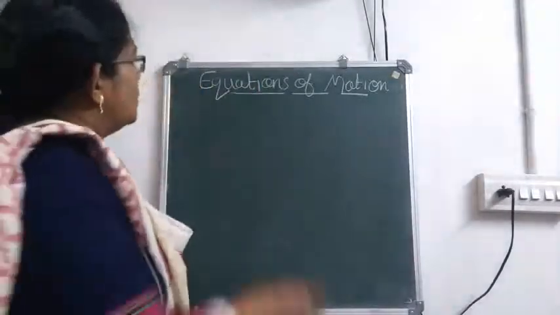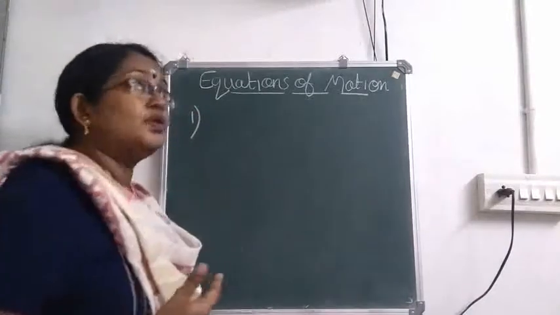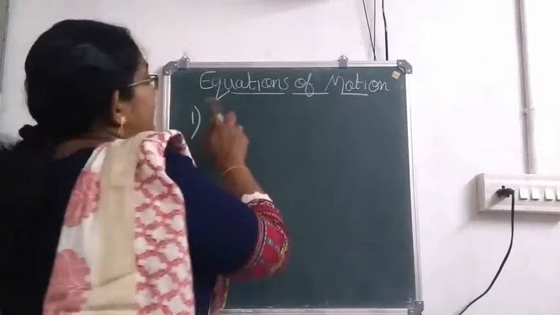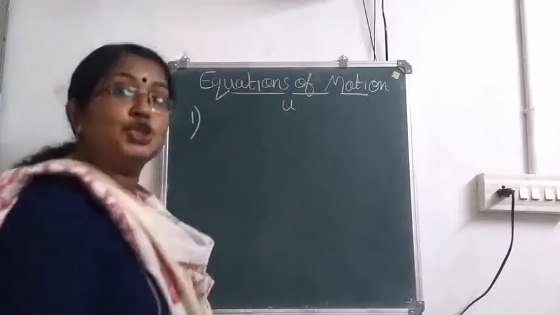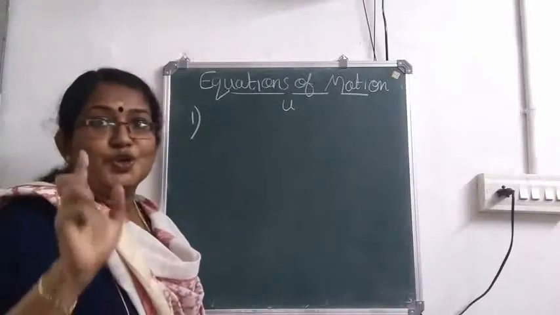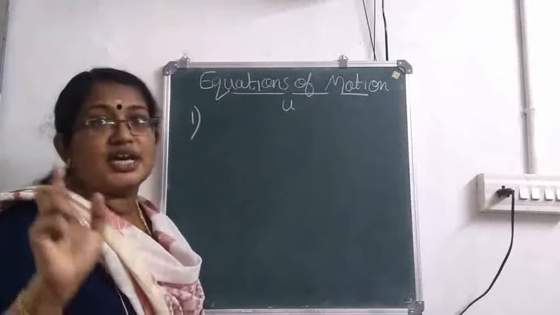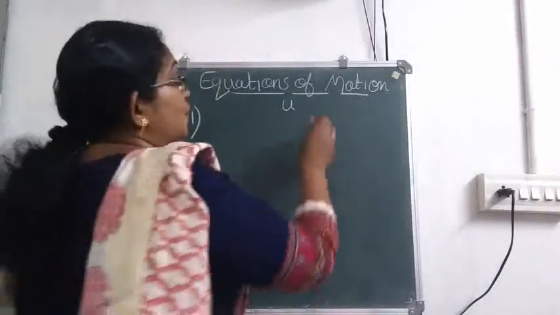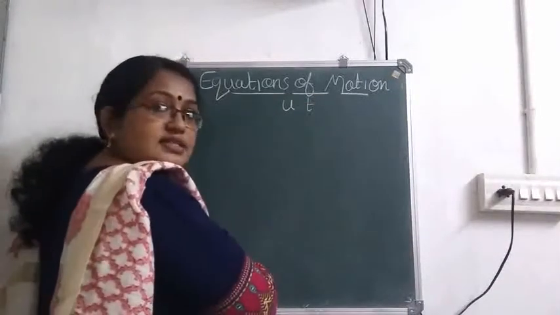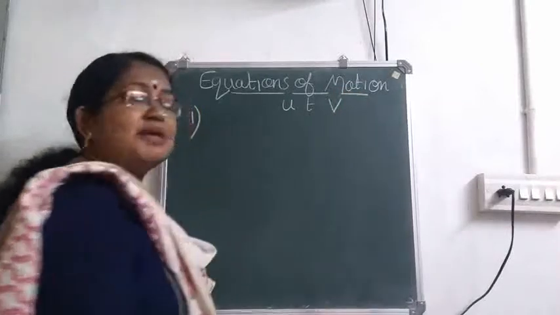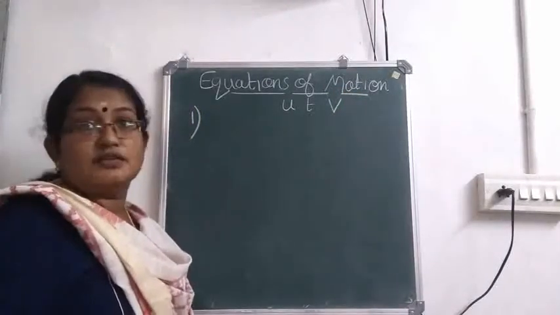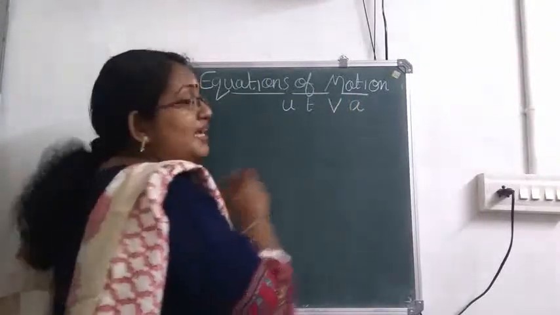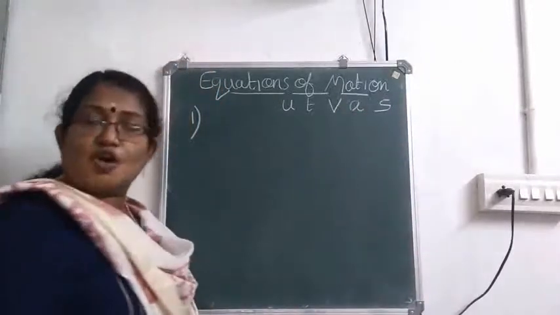So the first equation, and before that, here we are considering a body moving with an initial velocity u. Already I told you, small letter u stands for initial velocity. After time t seconds, its velocity becomes v, small letter v. Let a be the acceleration produced on the body and s be the displacement of the body.